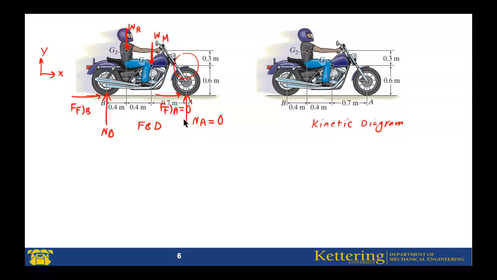Now, for the kinetic diagram, I just draw these two. I neglect the other ones. There are only two inertial forces. This one is the mass of the motorcycle, a_Gx, and also the mass of the rider, a_Gx. What's the point of this? You will see that I consider the same acceleration for the rider and the motorcycle.